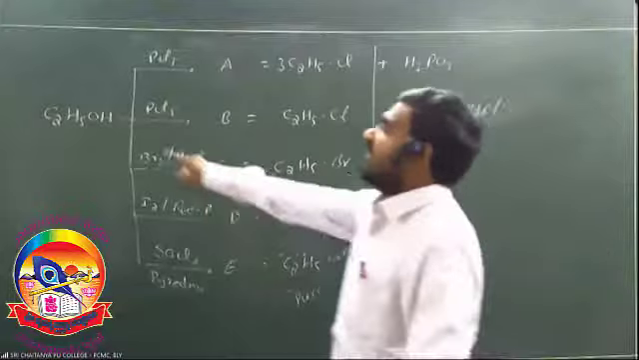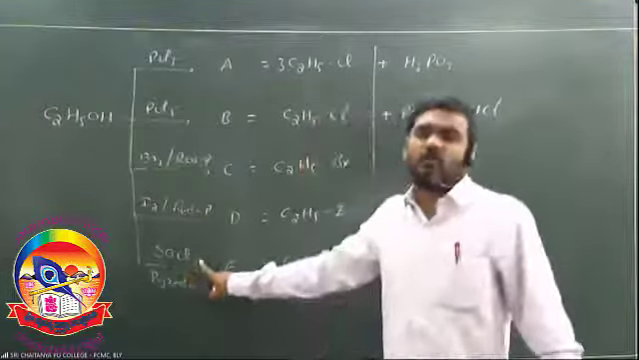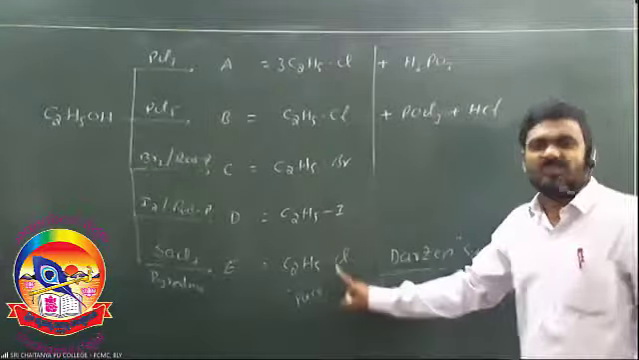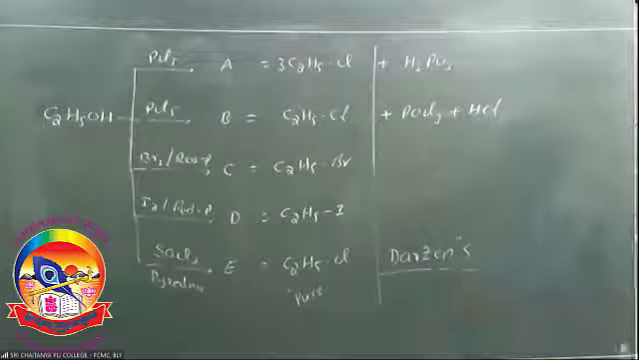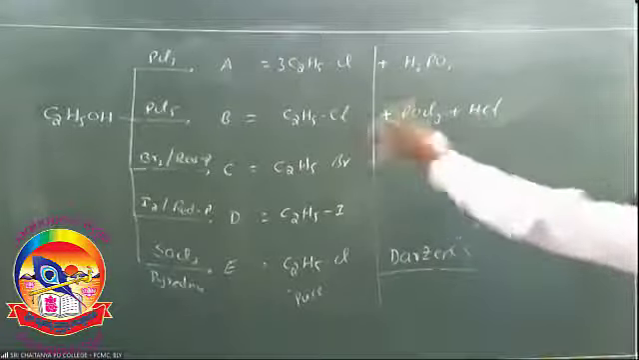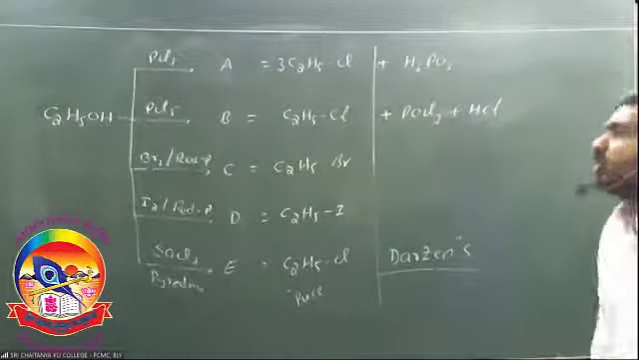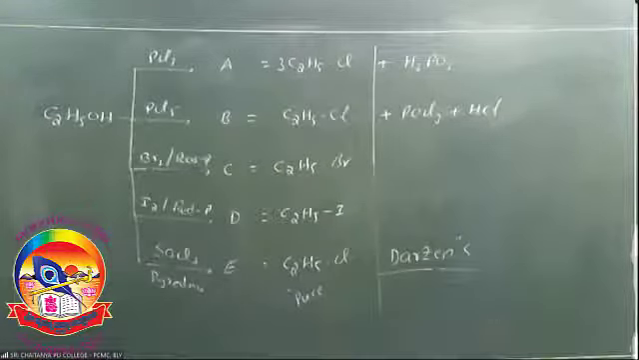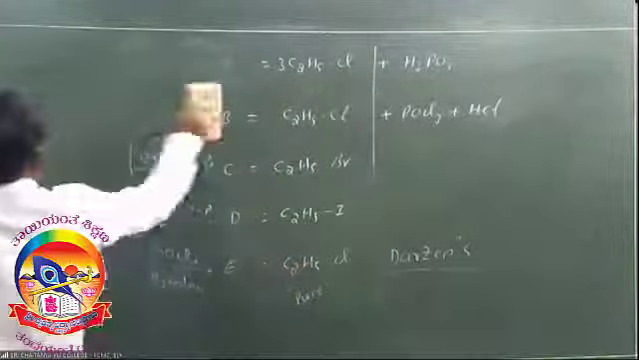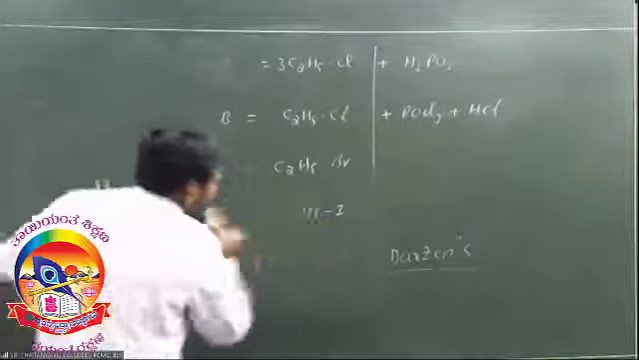Ethyl alcohol reacts with thionyl chloride in the presence of pyridine, and pure ethyl chloride is obtained. What is the name of this reaction? It is called Darzens' reaction. So in the last class, the methods of preparation of ethyl chloride from ethyl alcohol were completed.